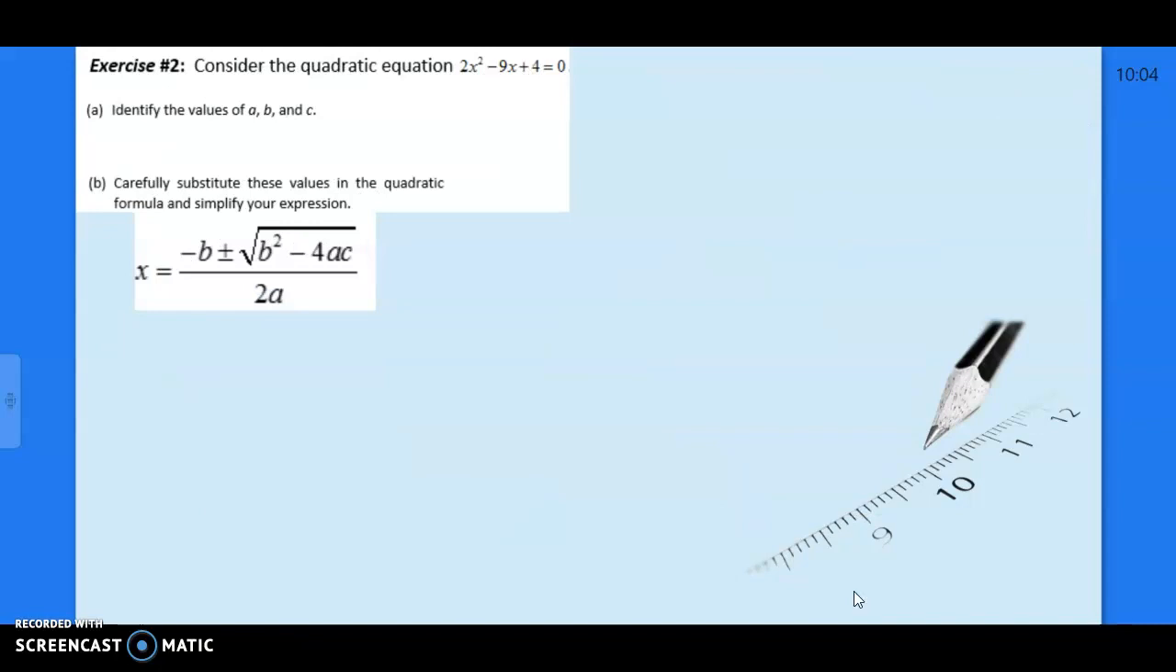So again, we want to identify the A, the B, and the C. And when it's in descending order, x squared, x to the first, and then no variable, it's right in alphabetical order, A, B, and C. So the A value is 2 this time, the B value, take the sign in front, -9, and the C value is 4. Okay, so from here, I didn't lose audio. Okay, good. I stepped on my microphone cord.